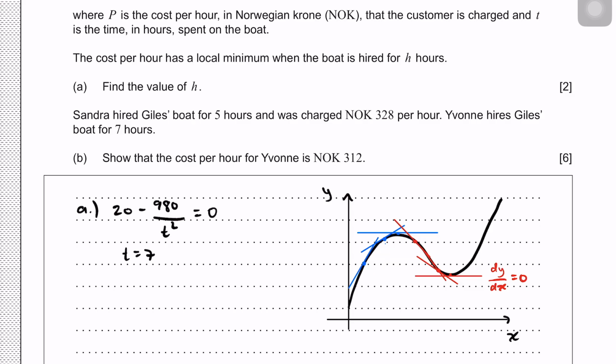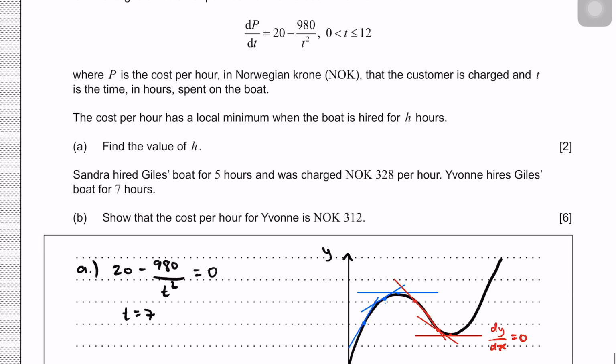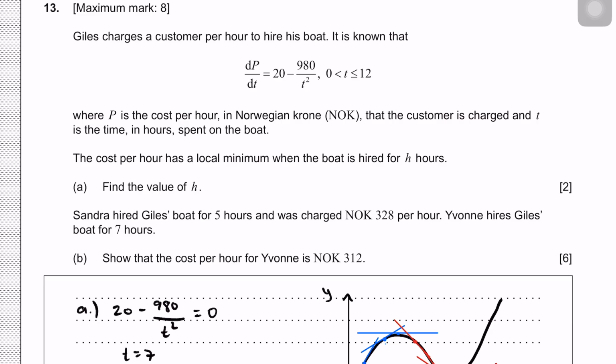Sandra hired Jill's boat for 5 hours and was charged 328 Norwegian krone. Yvonne hires Jill's boat for 7 hours. Part B asks us to show that the cost per hour for Yvonne is 312 Norwegian krone. So in this case, we want to find the cost per hour. We're told above that P itself is cost per hour, so this function won't work by itself. This is the change in P over the change in t.